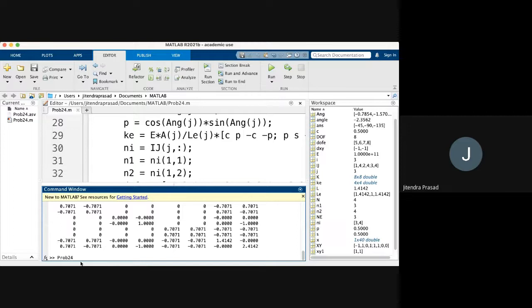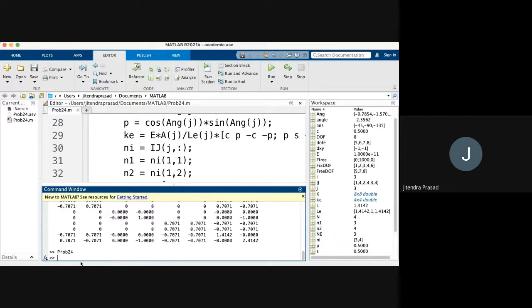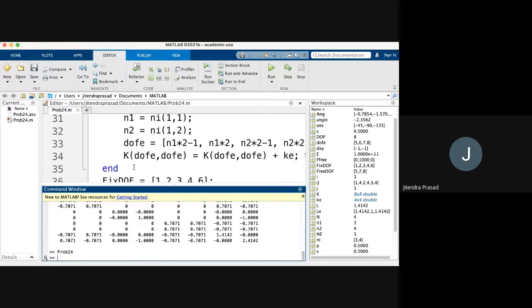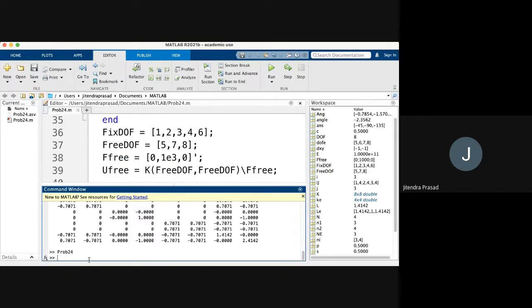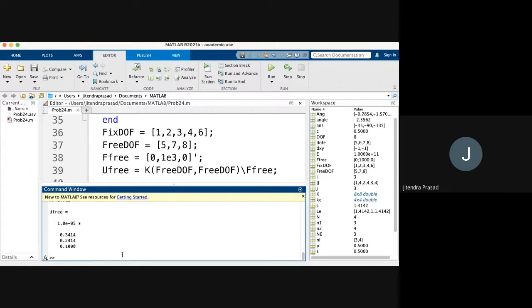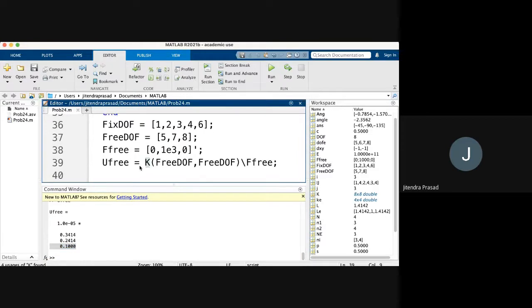So column 24. It took some time to run, and you write u free. You got the value. See, this is the value you got as the displacements, 1 times 10 to the power minus 5, and these two values. This one is for degree of freedom 5. This is for 7. This is for 8. You got that? So this is how you do it, guys.